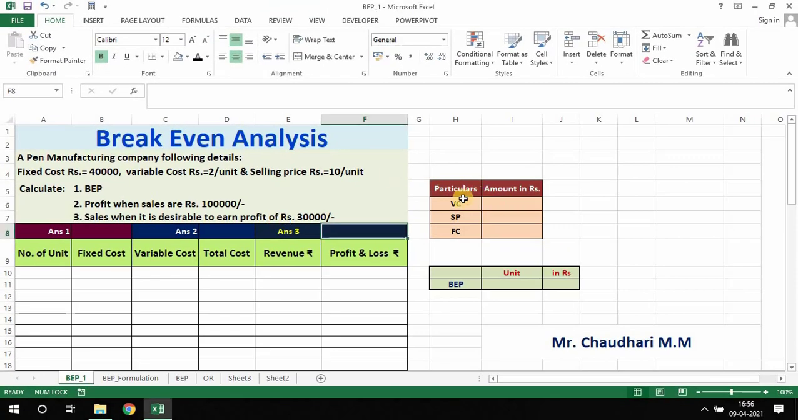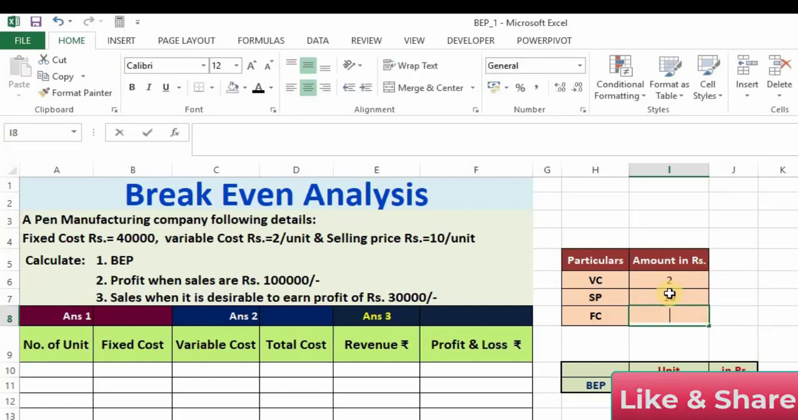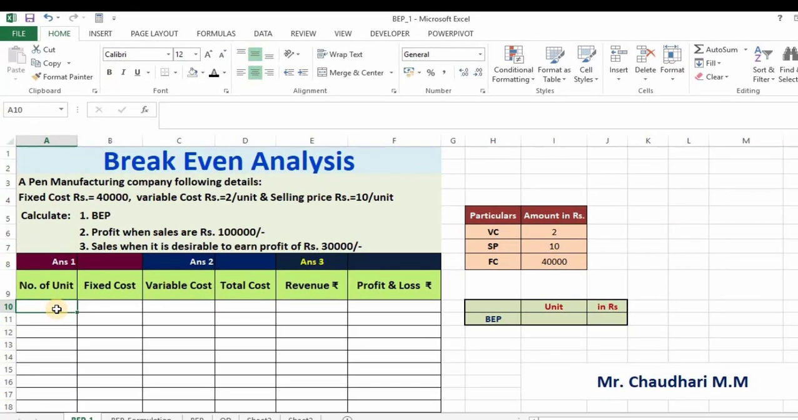See here, there is one table. In this table, the first column is the particular and the second column is the amount in rupees. So what is the variable cost? Variable cost is 2 rupees. Then the selling price is 10 rupees per unit, and the fixed cost is 40,000. Start one by one.